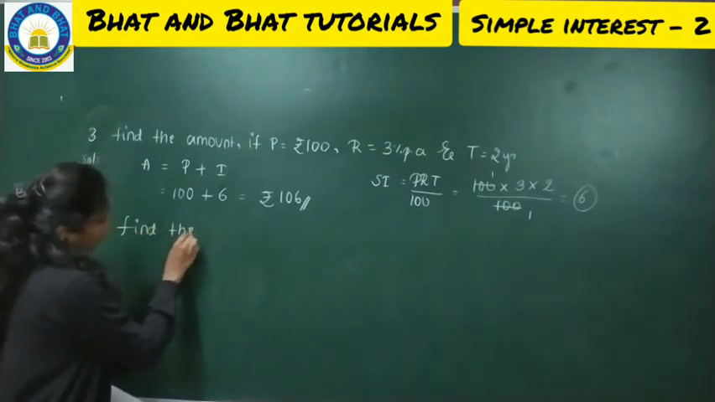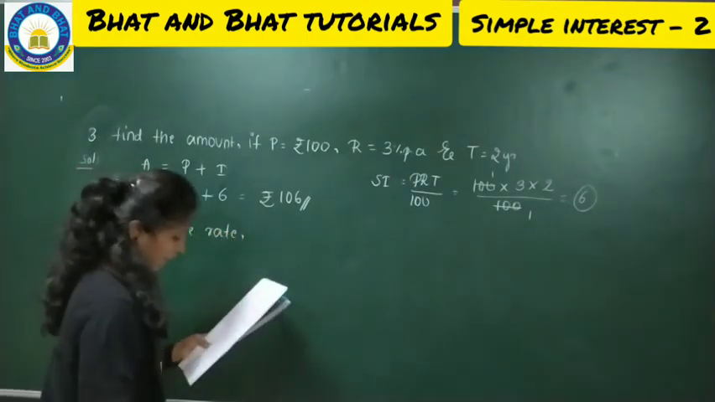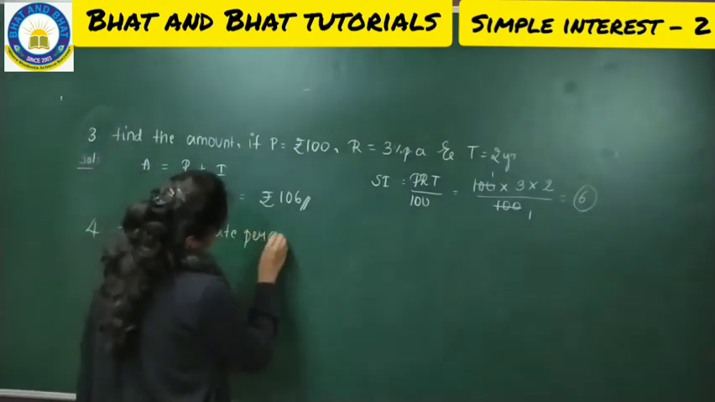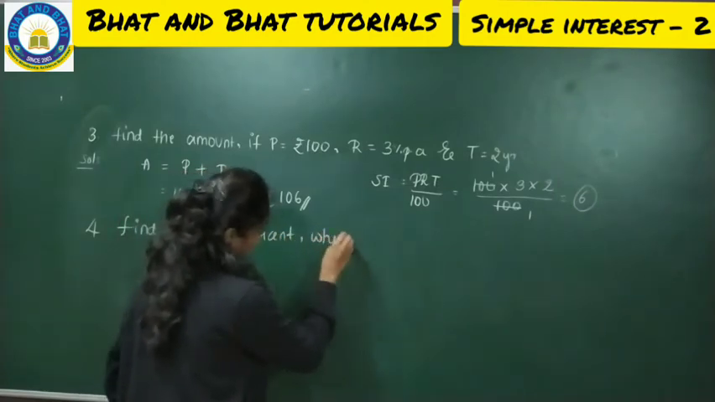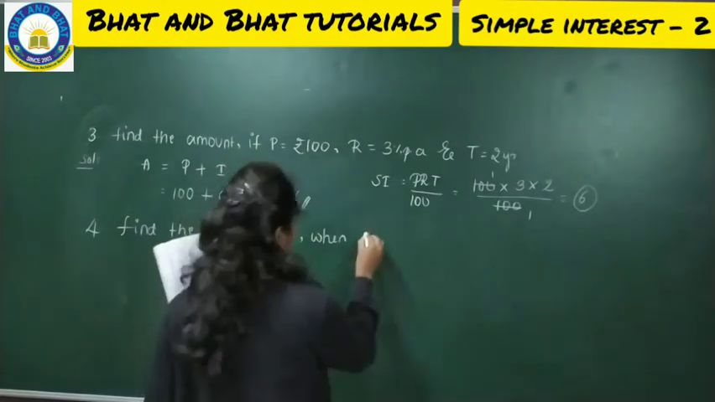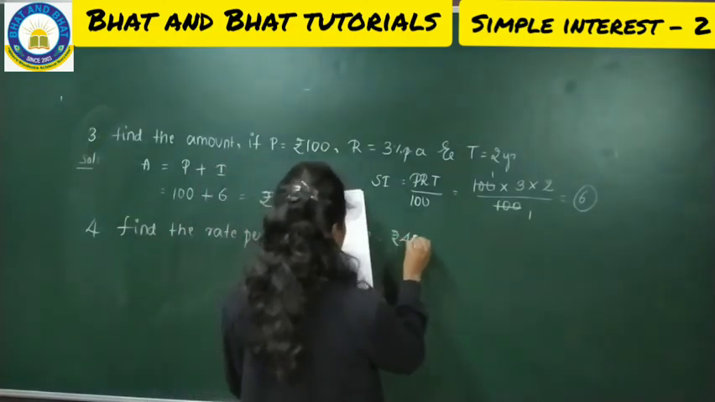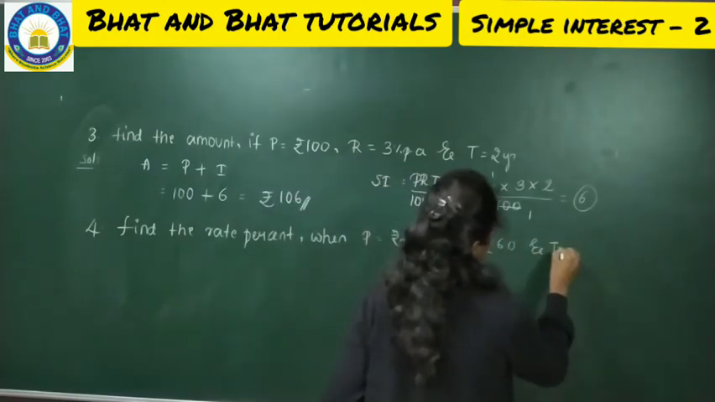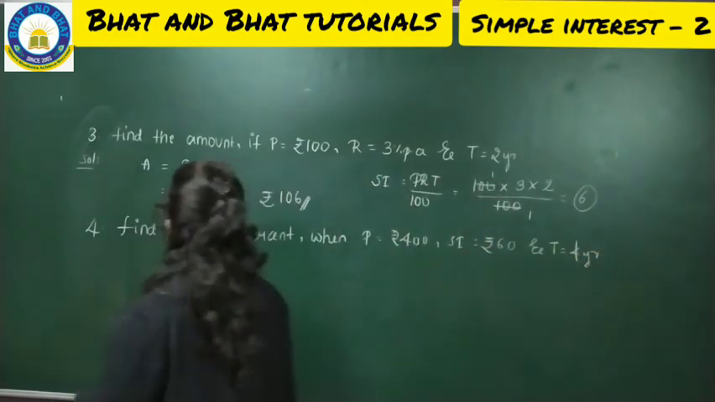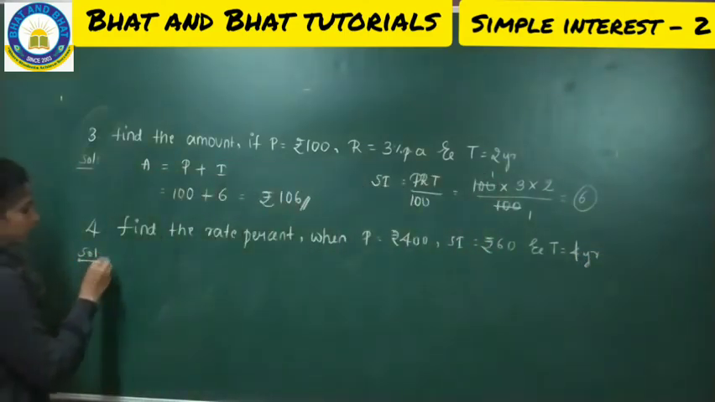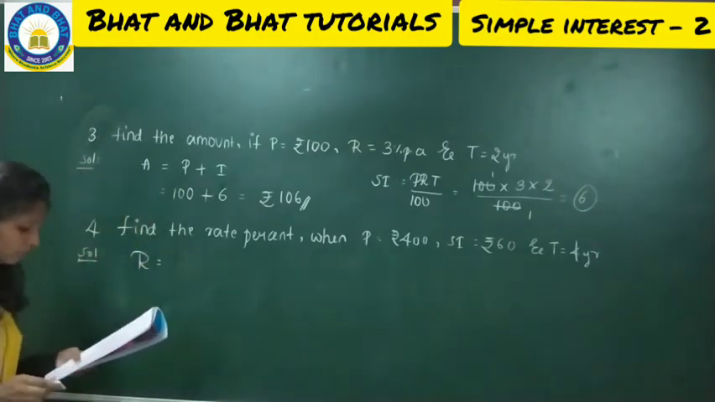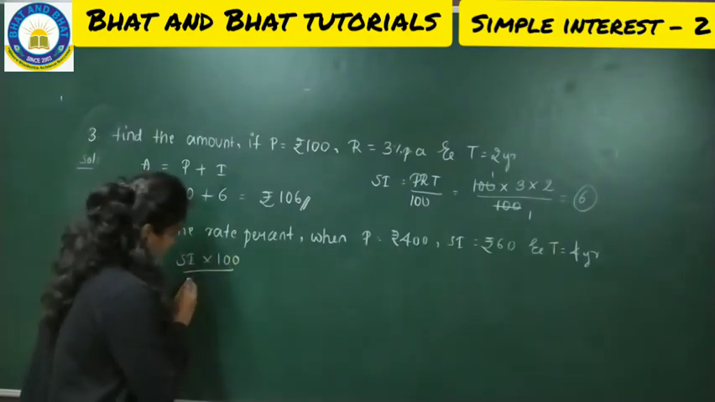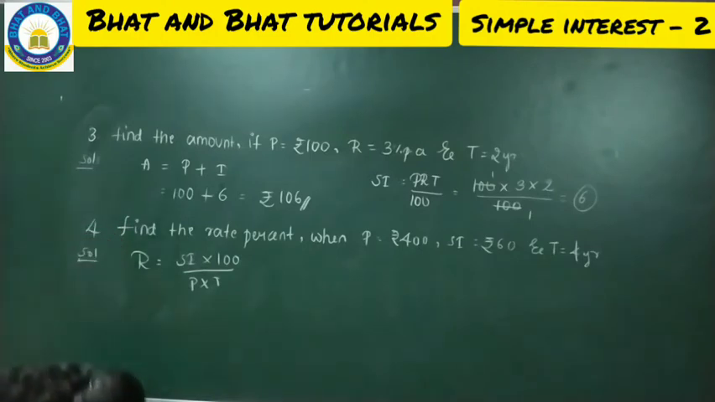Find the rate. That means you have to find R, the rate percent, when they have given the information regarding P, that is principal is rupees 400, simple interest is rupees 60, and time is 4 years. So with this info, you have to find the rate. To find the rate, we have the formula SI into 100 divided by P into T, that is principal into time.